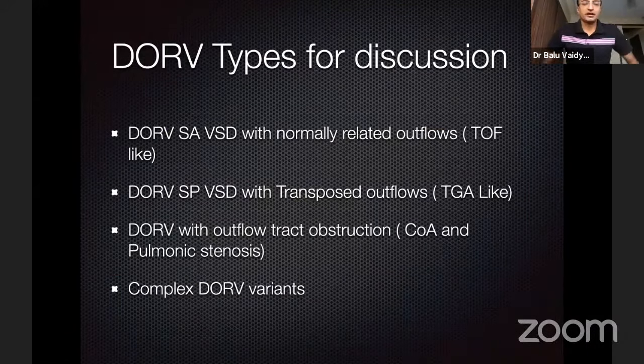Okay, so that is so much about the basics in DORV. Now let us move on to the specific discussions. We are going to mostly discuss two types, and if time permits, I'll quickly show some other variants. The two important types of DORV are DORV with subaortic VSD, that is a TOF type DORV, and DORV with subpulmonary VSD with transverse outflows, which is a TGA-like DORV.